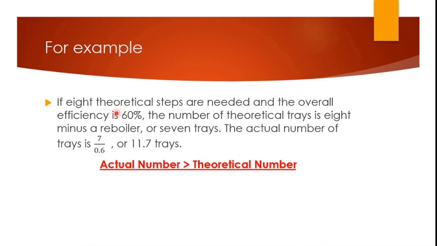For example, just a little small numerical to illustrate it. If there are 8 theoretical steps which are needed to separate the components, the overall efficiency, let's say, is 60%. Then the number of theoretical trays is 8 minus a reboiler, in this case a partial reboiler. So there are 7 trays. So the actual number of trays will be 7 divided by 0.6, which is 11.7 or approx 12 trays. So we can see that the actual number is 11.7 and the theoretical number is 7. So the actual number is greater than the theoretical number for all practical purposes.